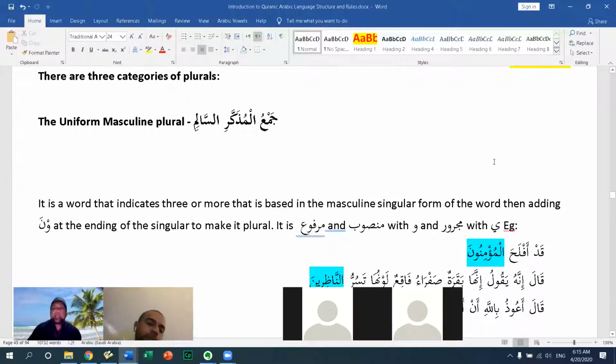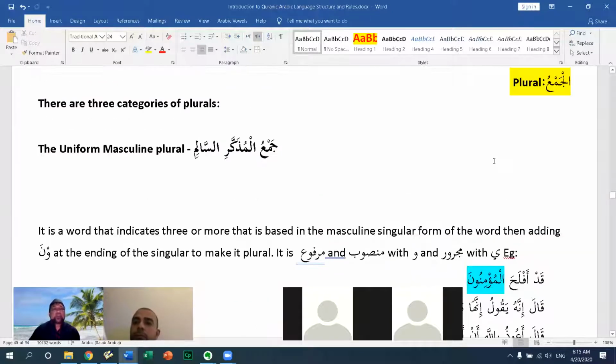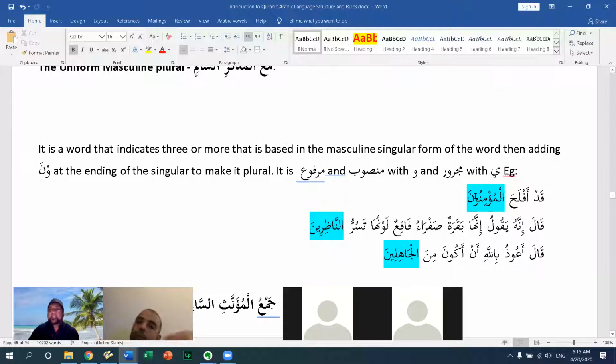Al-jam', we have three kinds of jumu'. There are three categories of plural. Jam' al-mudhakkar al-salim, that's the easiest kind. Like al-mu'min, al-mu'minun, al-nazir, al-naziruna, al-jahil, al-jahiluna. It's marfu' with wau, mansub and majrur with ya. Anyway, what that's saying here is that words like al-mu'minun would be marfu' with the wau.